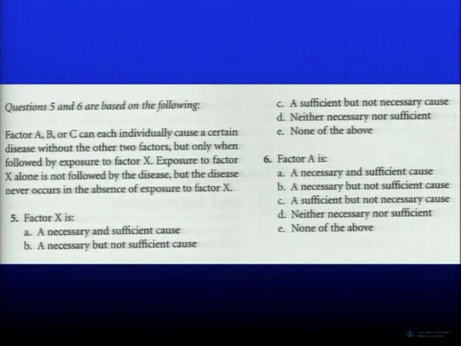So factor A, B, and C can each individually cause a certain disease without the other two factors, but only when followed by exposure to factor X. Exposure to factor X alone is not followed by the disease, but the disease never occurs in the absence of exposure to factor X. So factor X is what? B, right, it's necessary. It never occurs without it, but it's not sufficient. It can't do it on its own. It needs to have some of the A, B, or C.